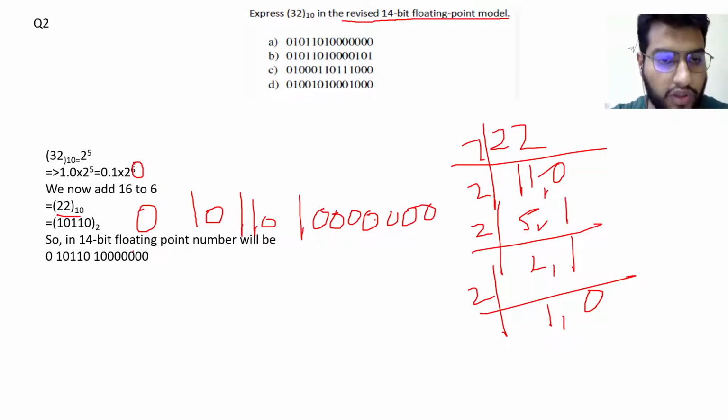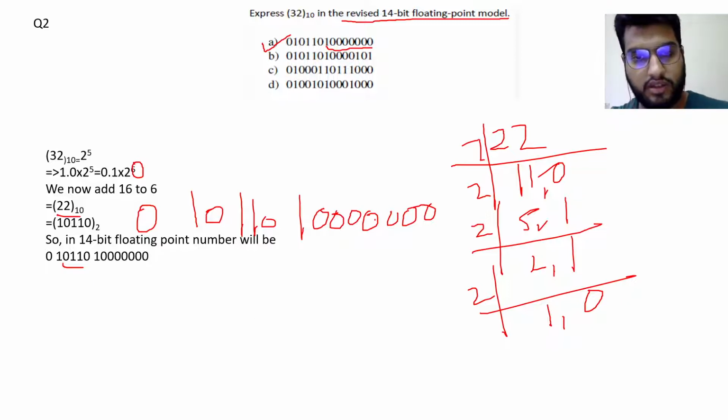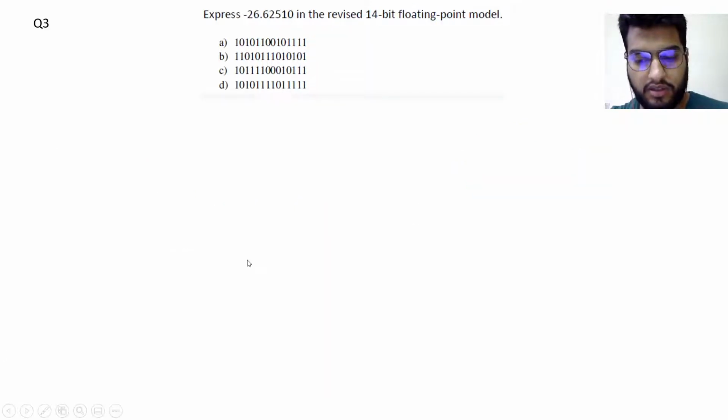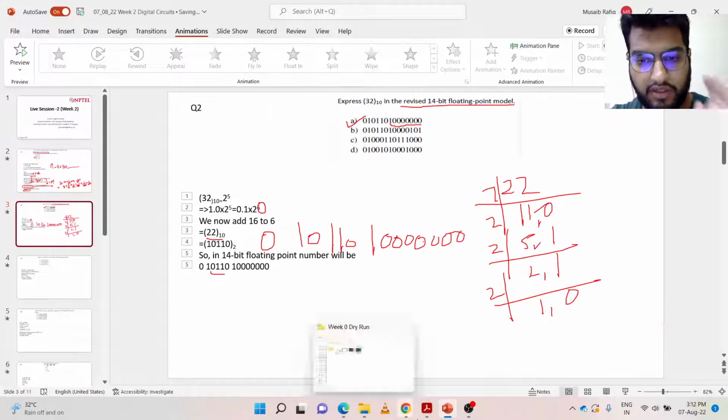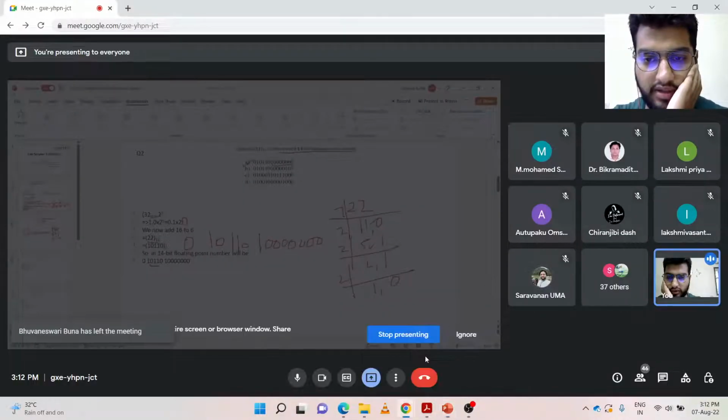So in floating point, the number will be 0 10110 and 1 followed by zeros. I think this is option A. Let me just cross check. So option A will be our correct answer. In case of any doubts, please type your queries in the chat box.